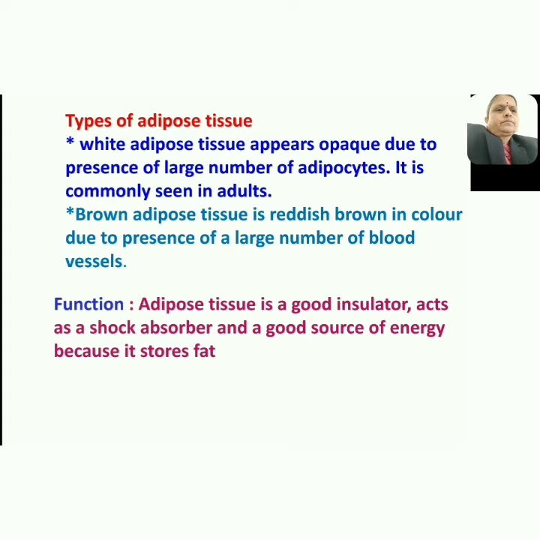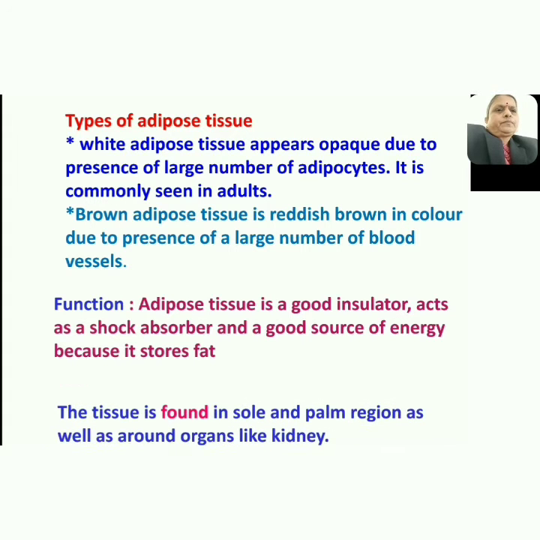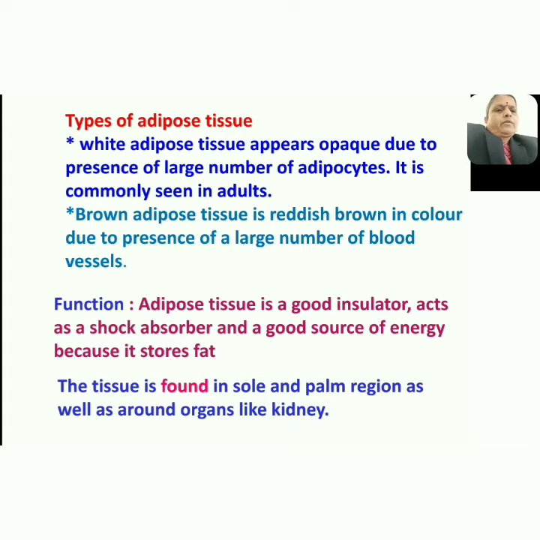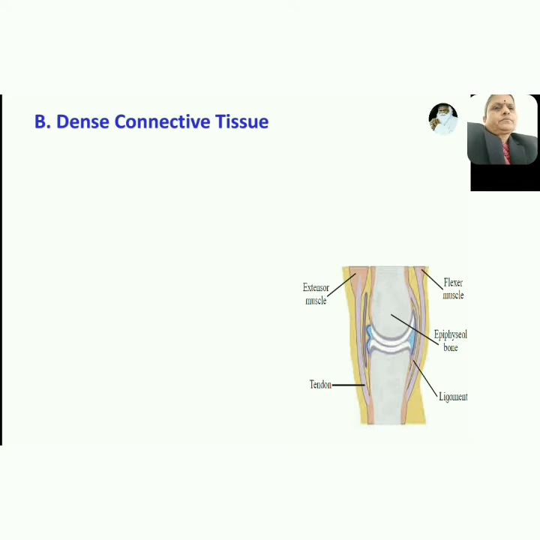This is about the adipose tissue, and they are found in the sole and palm region as well as around organs like kidneys. Then B, dense connective tissue. This is the diagram.